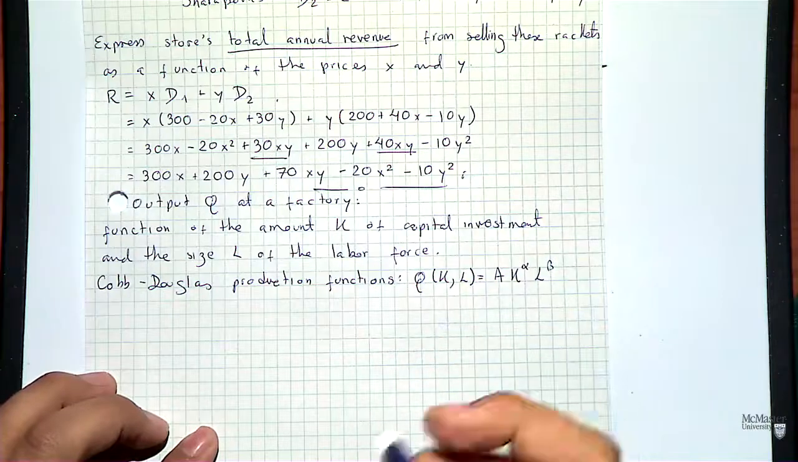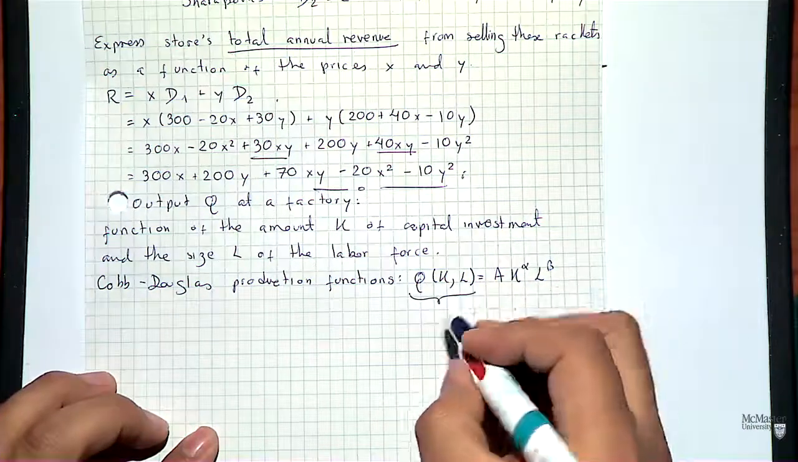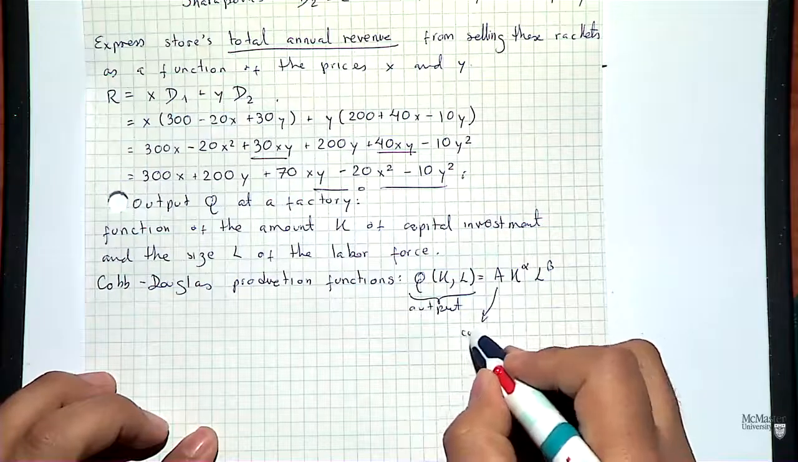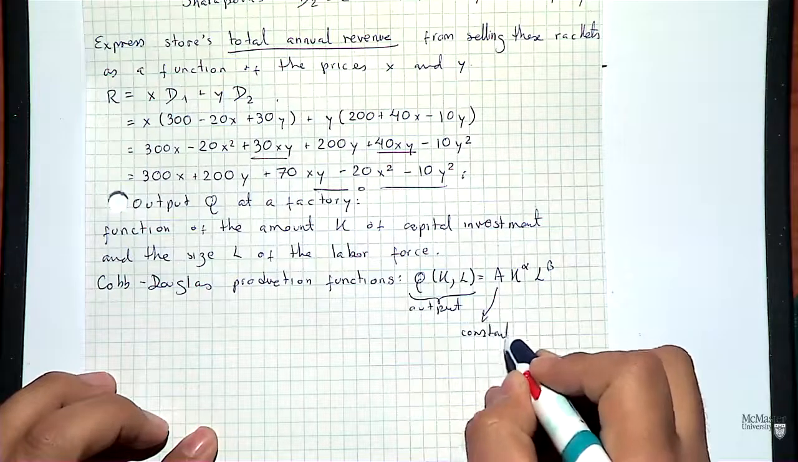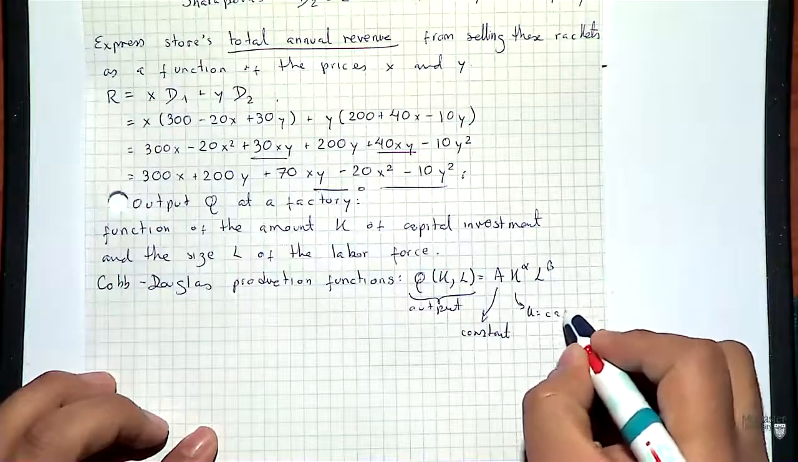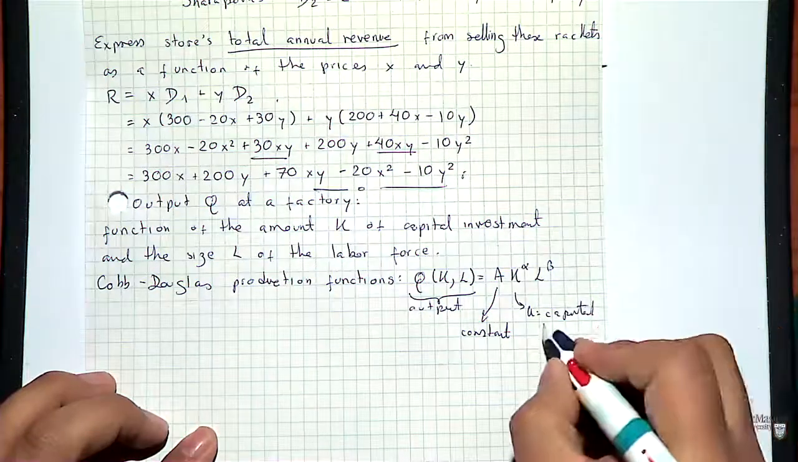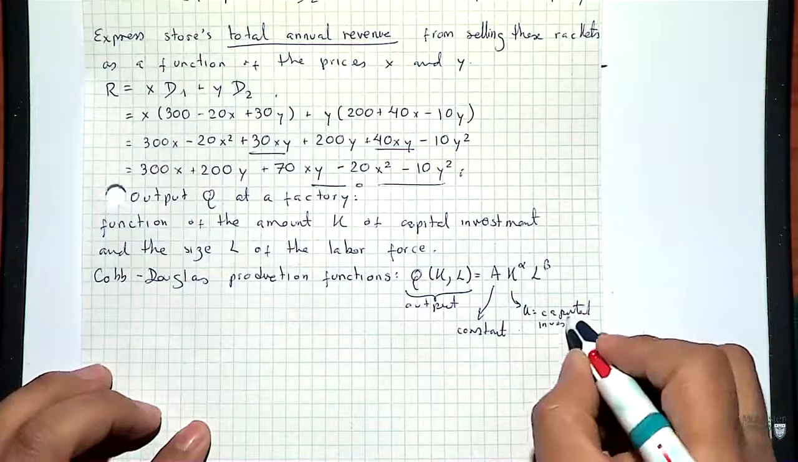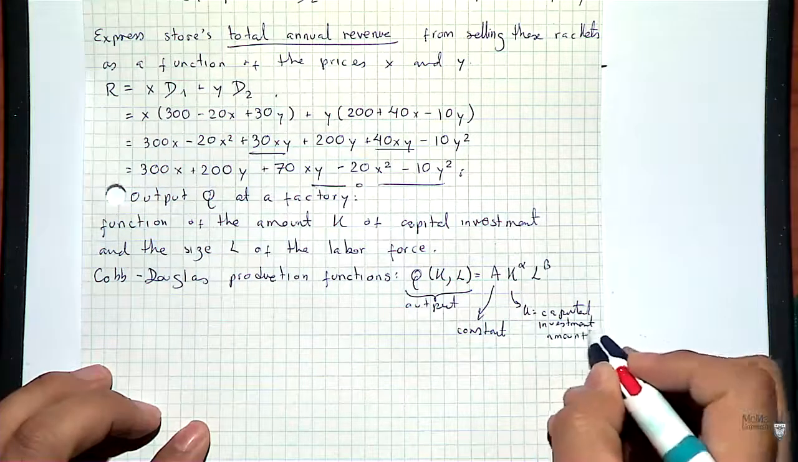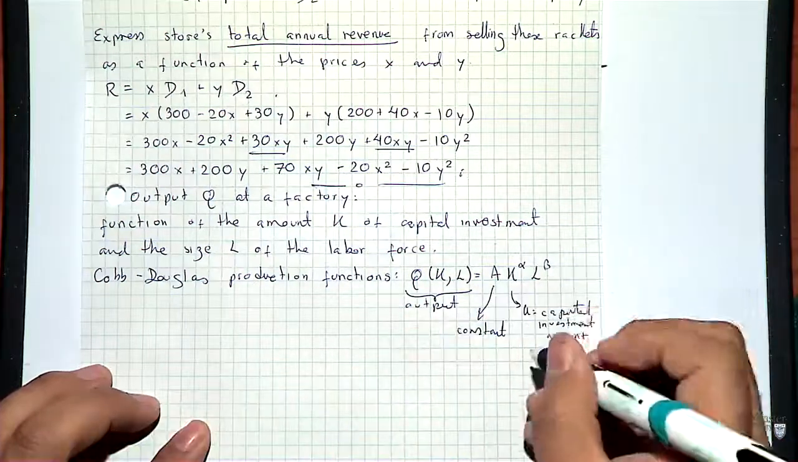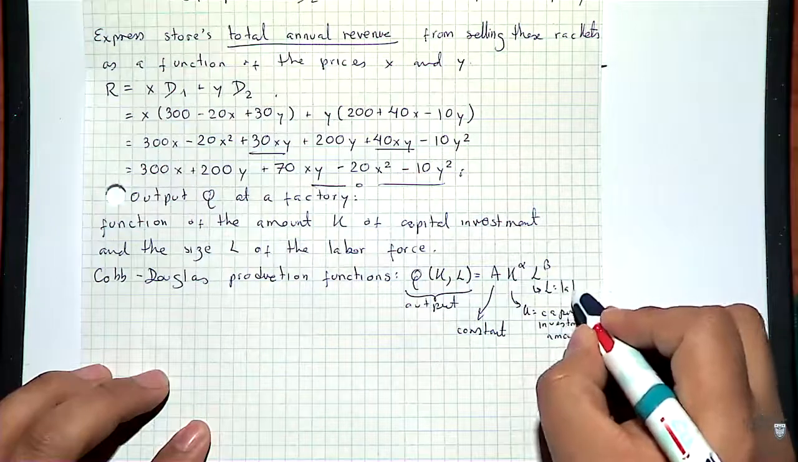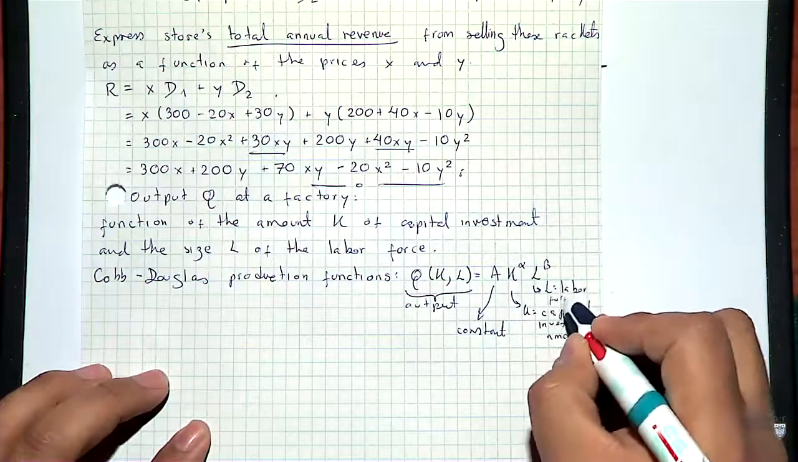So if you want to see the relation, basically this is the output. This is a constant parameter. This is the capital investment amount, of course, to the power alpha. There is one comment about the power, so wait for me 1 second. And L is the labor force size.